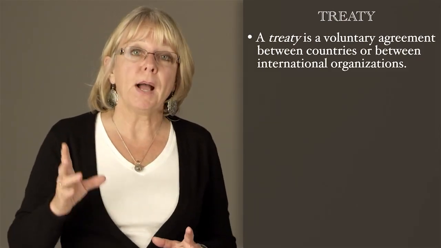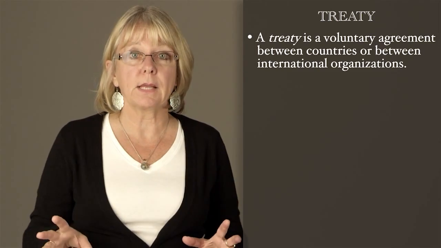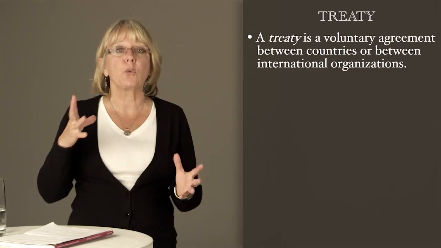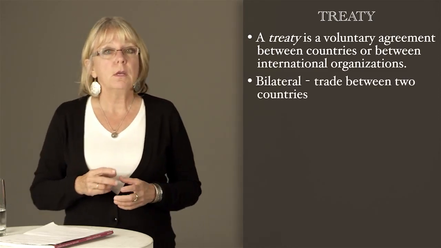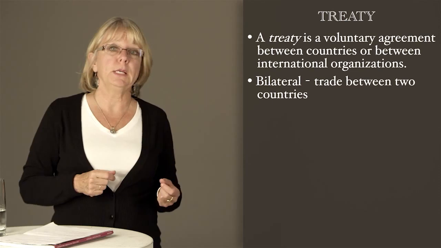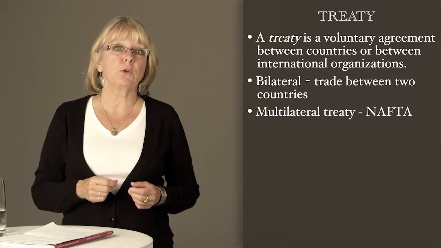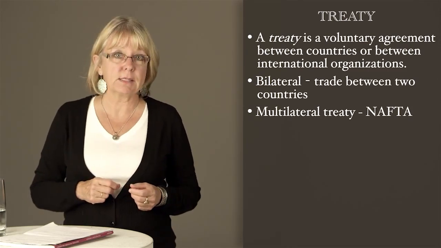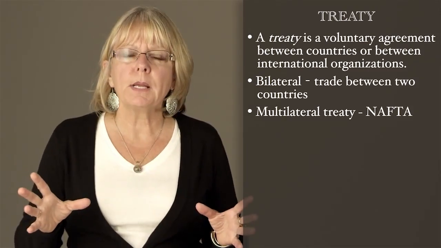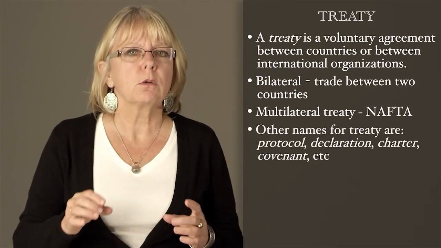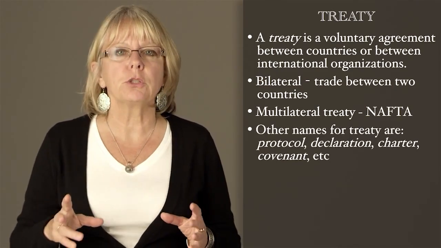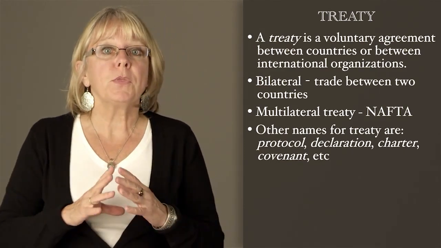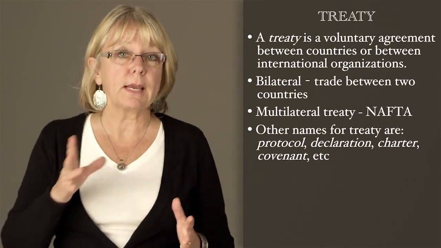Now, a treaty may be bilateral or multilateral. An example of a bilateral treaty is one that just deals with trade between two countries. An example of a multilateral treaty is the North American Free Trade Agreement, or NAFTA, signed by Canada, the United States, and Mexico. A treaty could be called by other terms, so look for these: protocol, declaration, charter, covenant, and so on. There's many more. But they are all essentially the same thing.